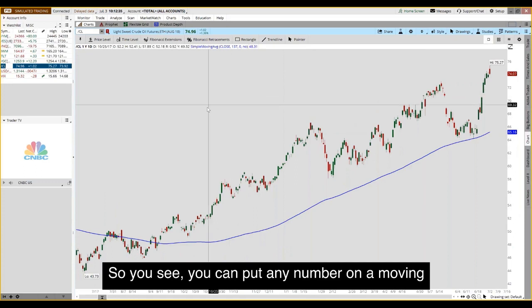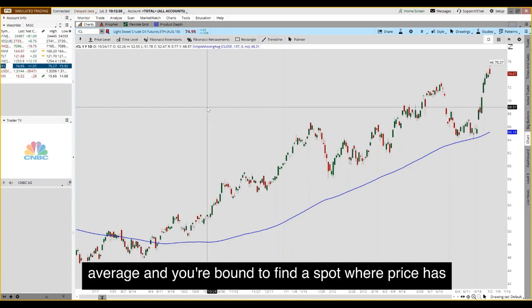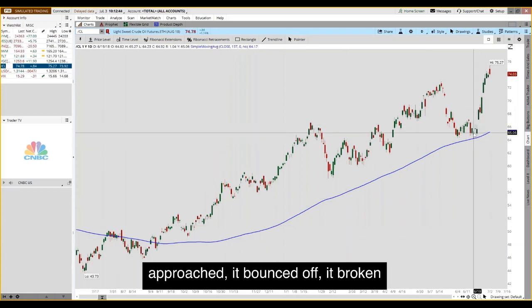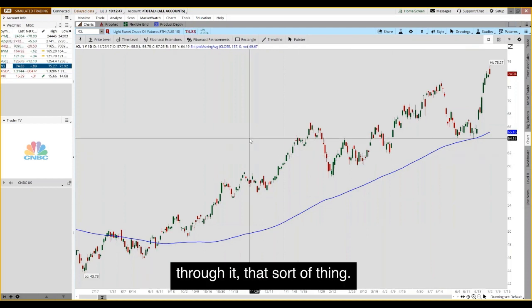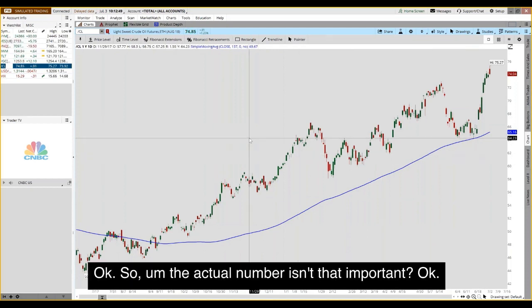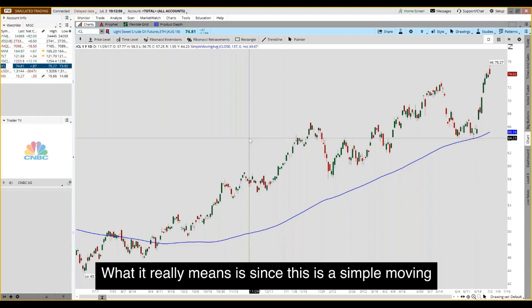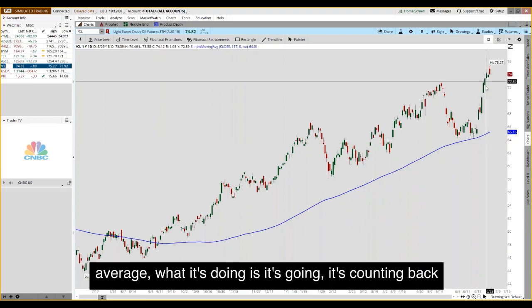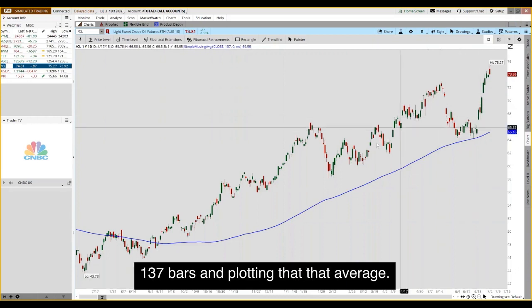So you see, you can put any number on a moving average, and you're bound to find a spot where price has approached it, bounced off it, broken through it, that sort of thing, okay? So the actual number isn't that important. What it really means is, since this is a simple moving average, it's counting back 137 bars and plotting that average, okay?